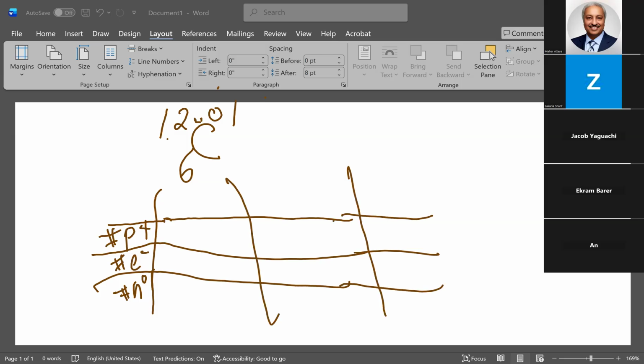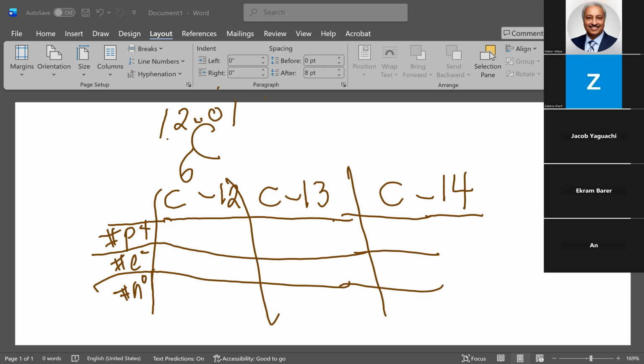We have carbon 12, carbon 13, carbon 14, correct? So if you look at this, and I think we mentioned that in the class, but at least it's very good to know how we do this.